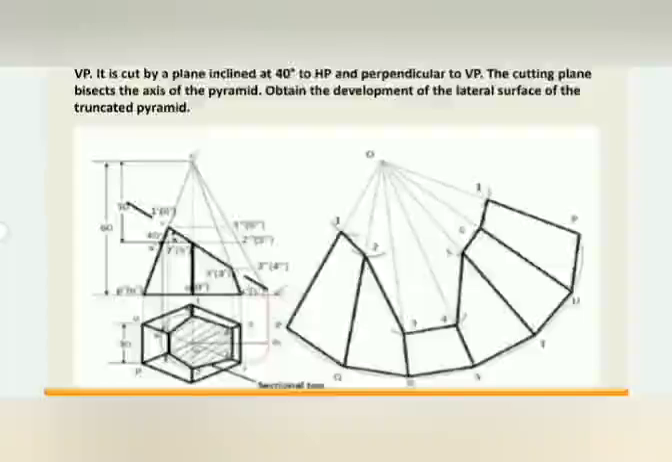Then we get this as the true length of slant edge. True length of slant edge लेके हमको एक आर्क लगाना है. Then base side की एक एज के बराबर कंपास में लेके इसको छह पार्ट में डिवाइड करना है, क्योंकि हेक्सागोनल पिरामिड है, इनको स्ट्रेट लाइन से ज्वाइन करेंगे.